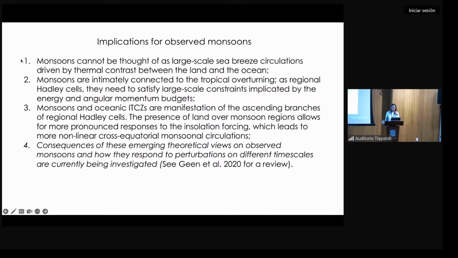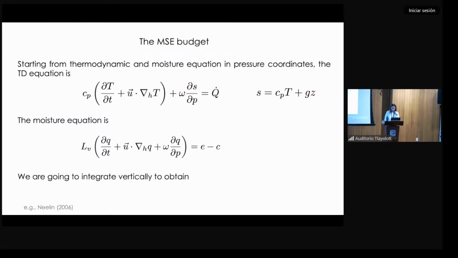Monsoons cannot be thought of as large-scale sea breeze circulations driven by thermal contrast between the land and the ocean. Monsoons are intimately connected to the tropical overturning. As regional Hadley cells, they need to satisfy large-scale constraints implied by the energy and angular momentum budgets. Monsoon and oceanic ITCZs are manifestations of the ascending branches of regional Hadley cells. The presence of land over monsoon regions allows for more pronounced responses to the insolation forcing, which leads to more nonlinear cross-equatorial monsoonal circulations.